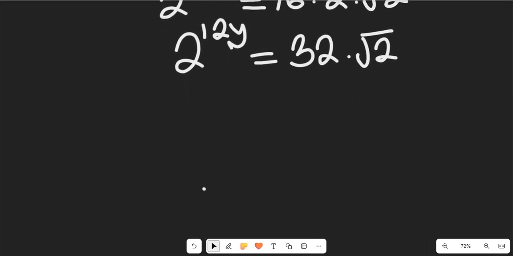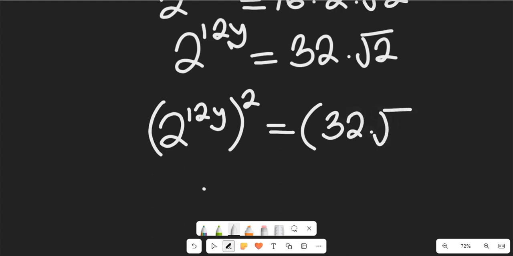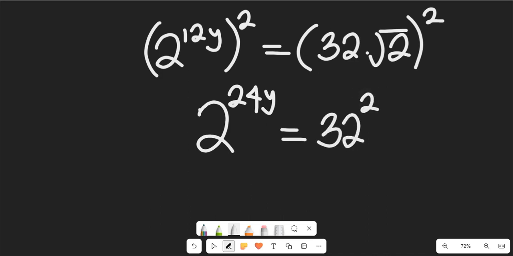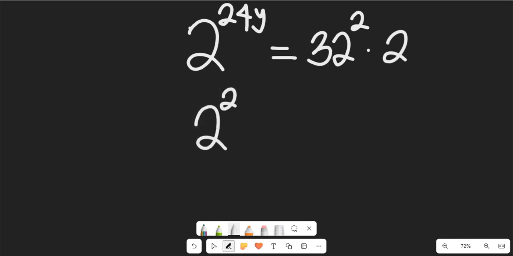Now, to clear the square root, we need to square both sides. So this is going to give us 2 to the power of 12y all squared equal to 32 multiplied by the square root of 2, all squared. Great. Now if we look at that very well, the exponent will multiply over here to give us 2 to the power of 24y, and that will be equal to 32 squared, multiplied by 2. Now if we simplify that, 32 can be reduced further. 32 is 2 to the power of 5, so we have 2 to the power of 24y equal to 2 to the power of 5 squared, that is 2 to the power of 10, times 2.